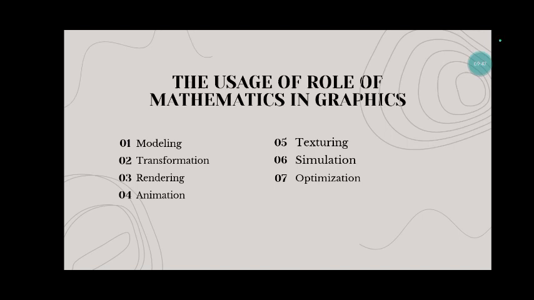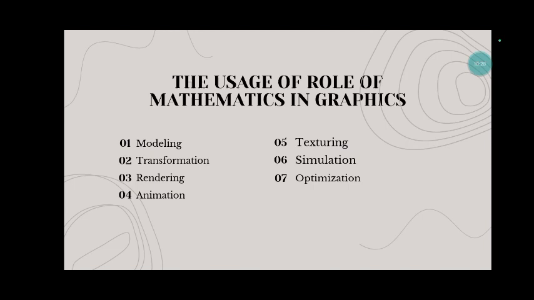Third, rendering. Mathematical techniques simulate the behavior of light and its interaction with surfaces to produce realistic images. Fourth, animation. Mathematics governs the motion of objects in animations. Equations of motion, dynamics, and kinematics determine how objects move, deform, and interact with each other over time. Fifth, texturing. Mathematical functions and algorithms are used to apply textures to surfaces, creating details and patterns that enhance realism.